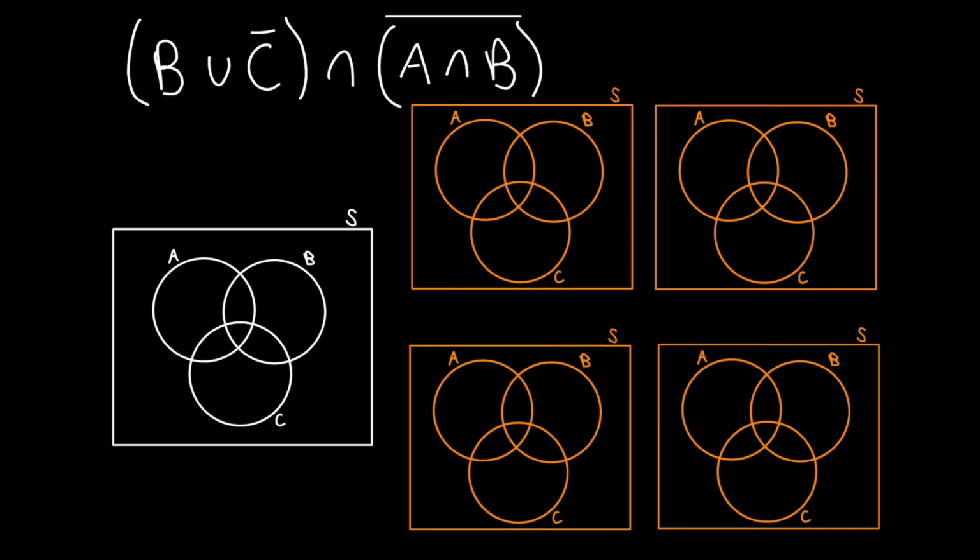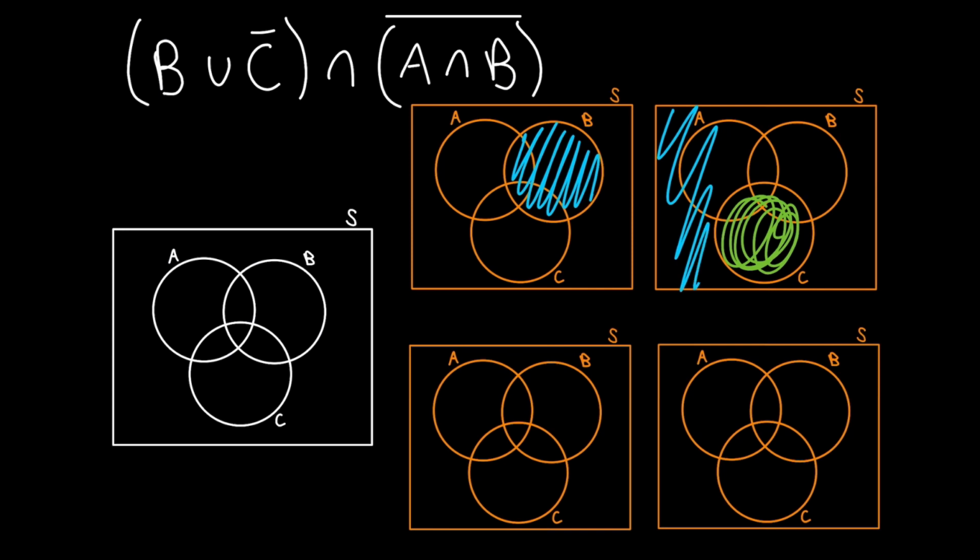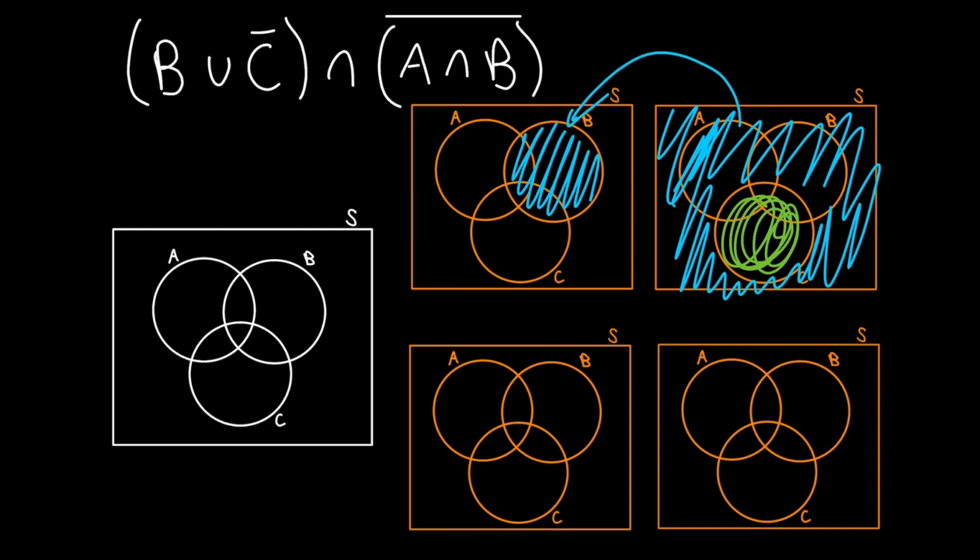So here's another example. B union not C. So B is this, and not C is everything that's not green, which is this. And if we're finding the union of all of that, then we've got to put this blue onto this diagram. So we're leaving out C.